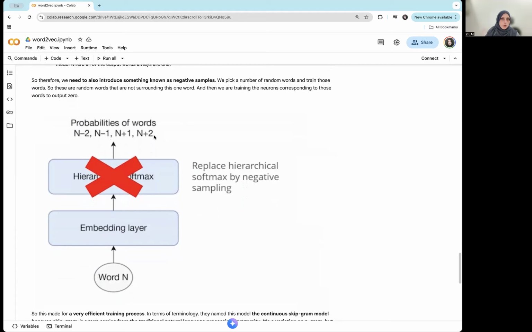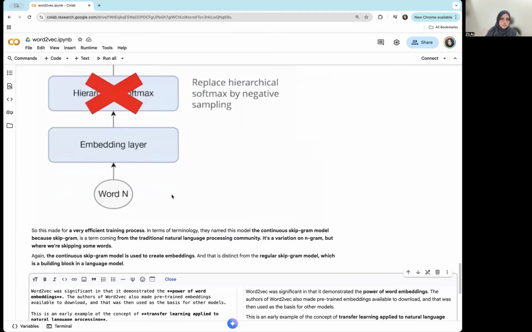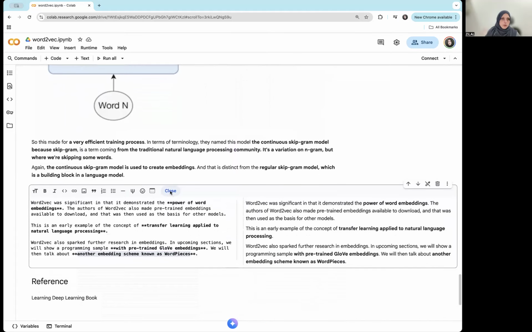We pick a number of random words and train those words. So these are random words that are not surrounding this one word. And then we train the neurons corresponding to those words to output 0. So this made for a very efficient training process.